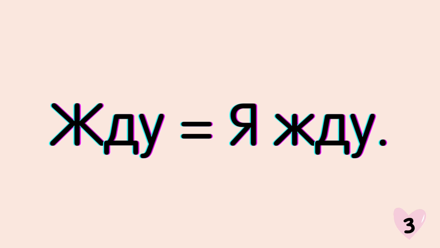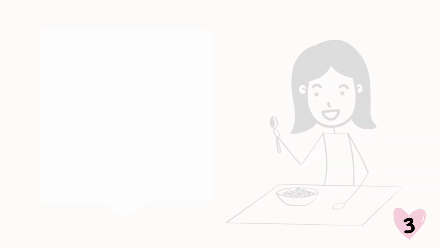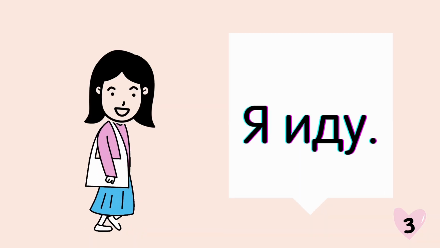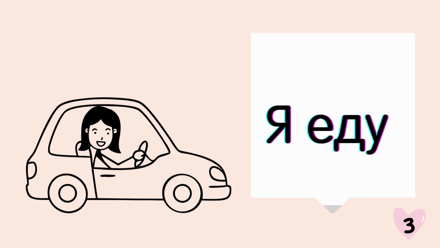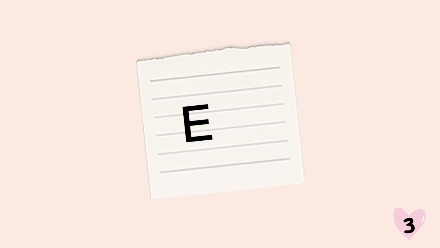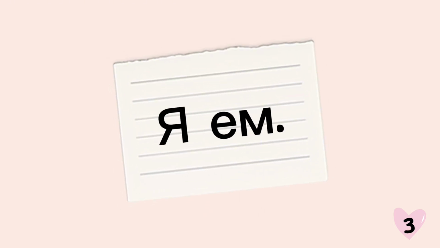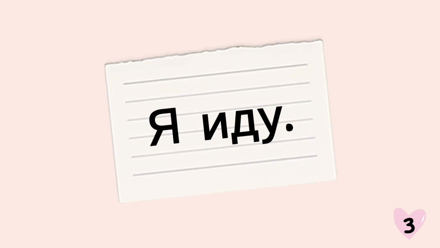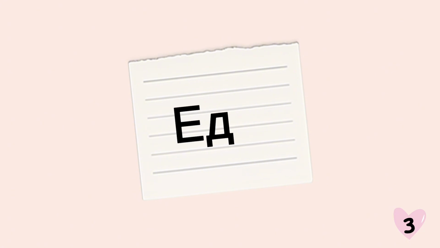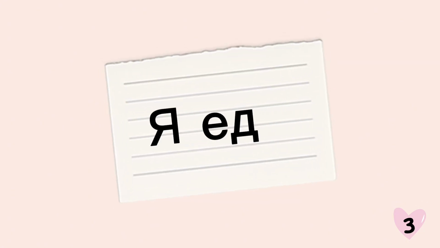This works the same way with all our phrases, like я ем, я иду, and я еду. You can just say ем instead of я ем, or you can say иду instead of я иду. And you can say еду instead of я еду.